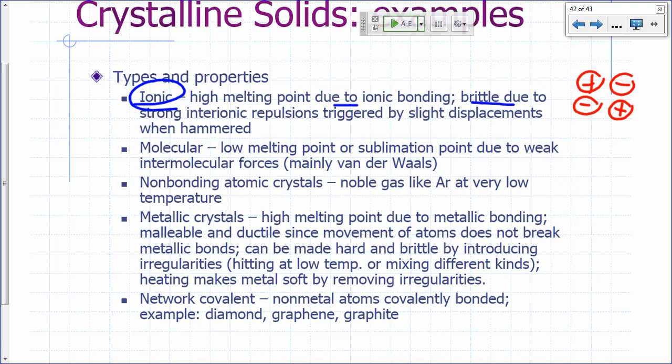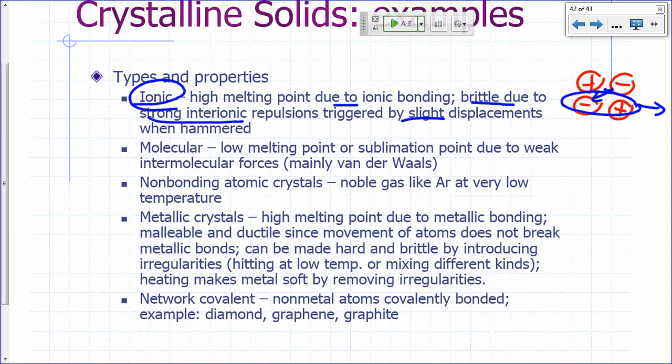If you hit an ionic crystal with a hammer, what happens is you shift these. Let's say you were to shift this just a little bit to the right because of the force from the hammer. What happens? These negative ions could temporarily be right next to each other, and your positive ions would be temporarily right next to each other. So that would trigger a very, very strong repulsion, and that breaks apart your crystal. So the brittleness of ionic compounds is due to the strong interionic repulsions triggered by the slight displacements that would occur if you were to hit it with a hammer.